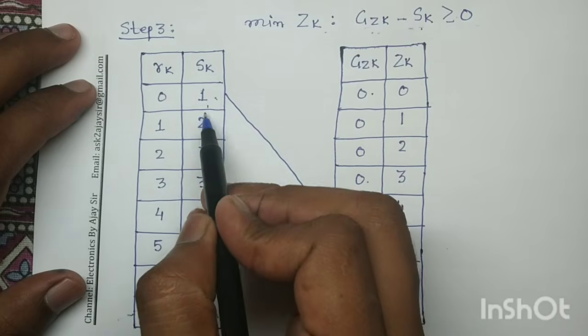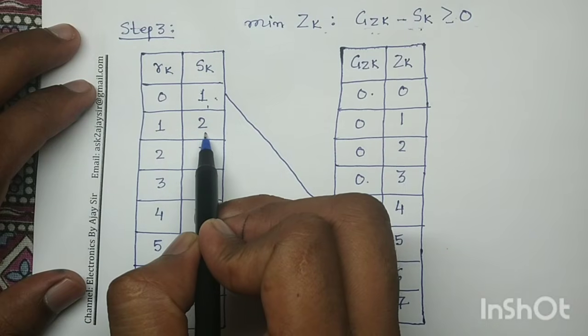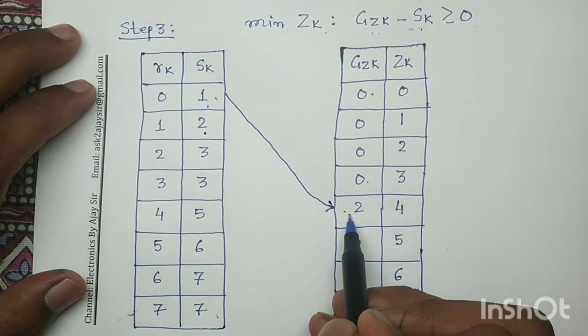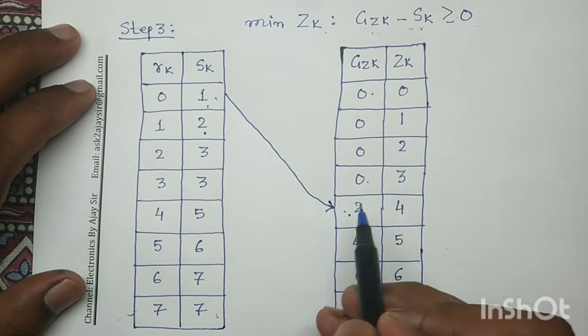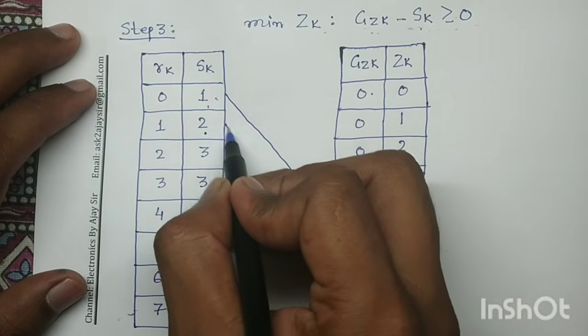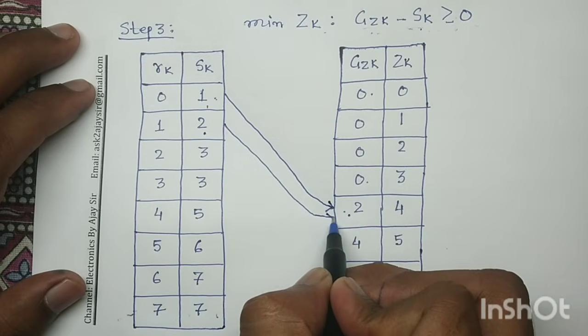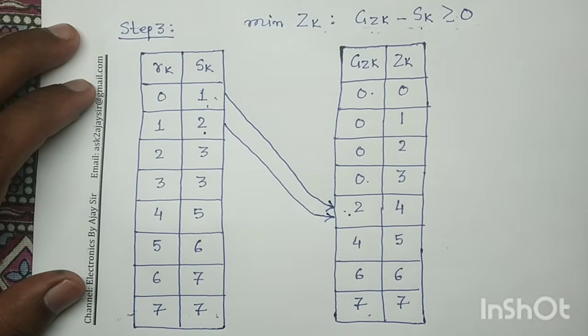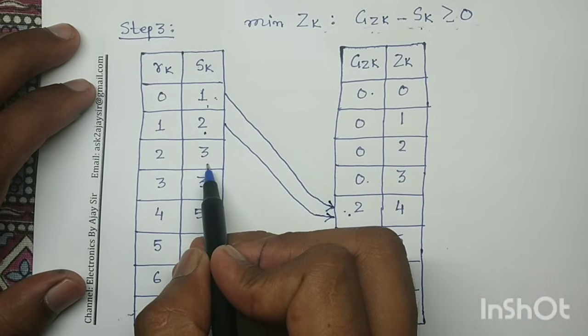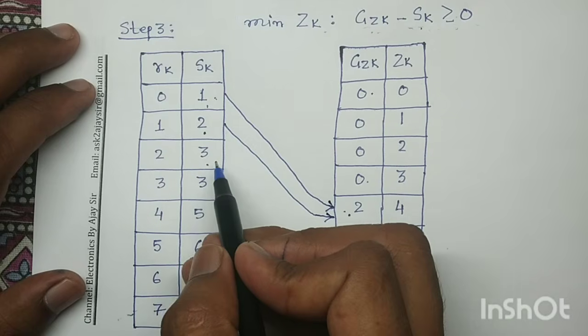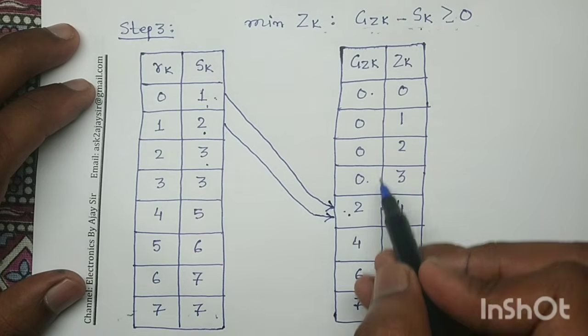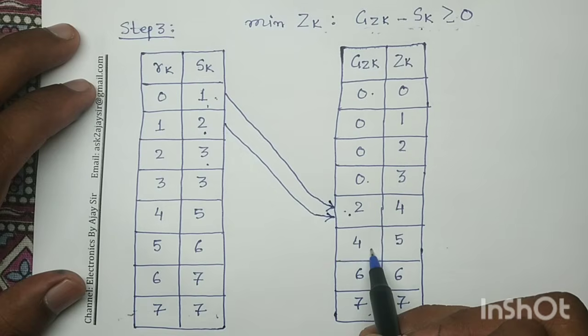Similarly, when SK is equal to 2, it is mapped with GZK equal to 2, because 2 minus 2 satisfies the condition that the result is equal to 0. Next, when SK is equal to 3, the corresponding value of GZK with which we will map it is GZK equal to 4.